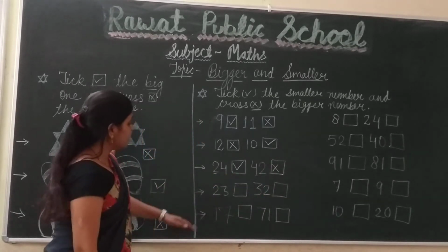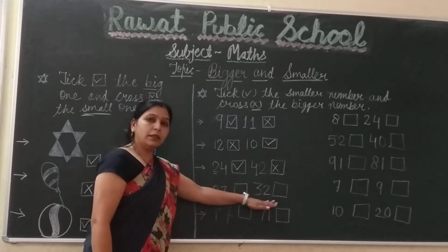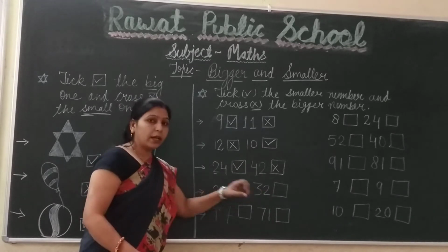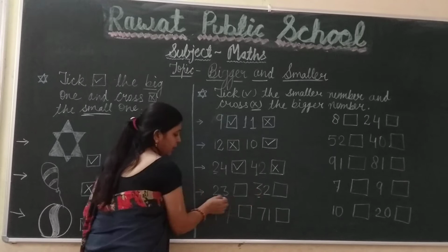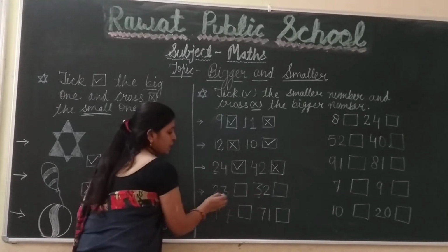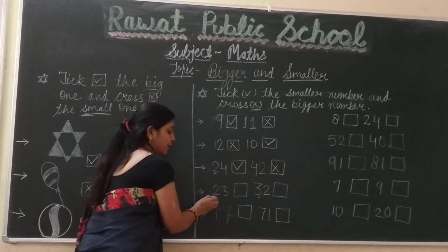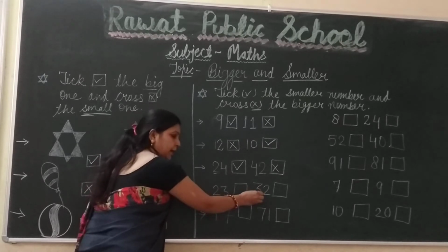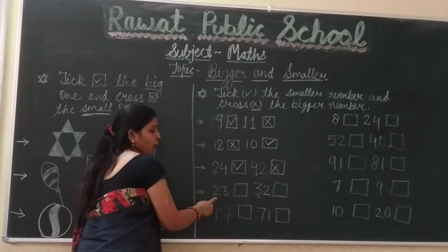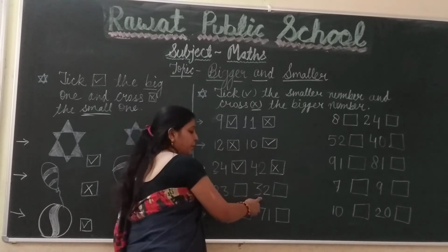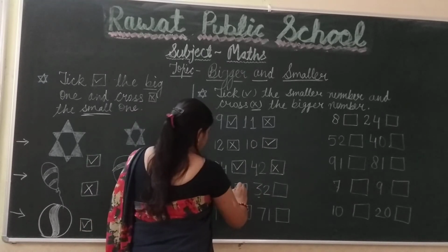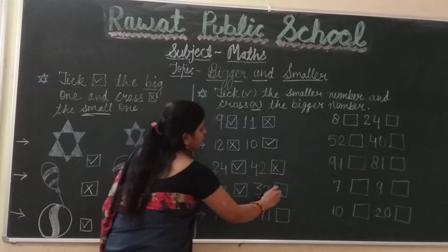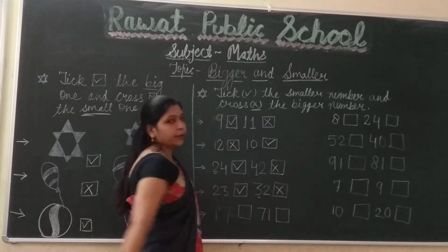Okay. Next 23 and 32. Same. If you are confused, just check first digit. It is 3 and here it is 2. Which one is smaller in both digits? This one. 2 is smaller than 3. So 23 is smaller and 32 is bigger number. So yes, take the smaller number and cross the bigger.